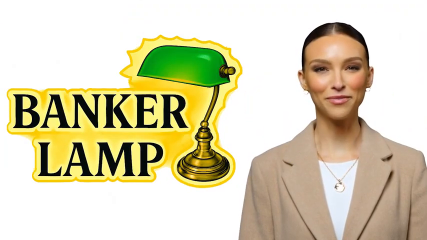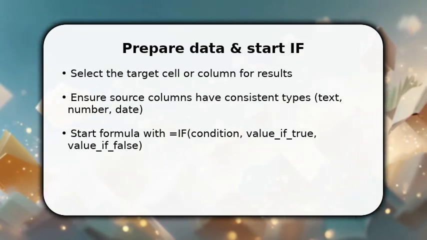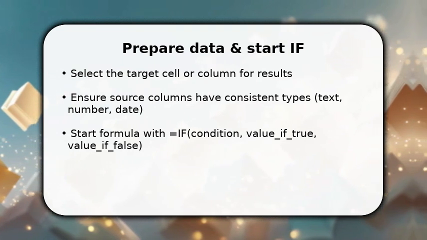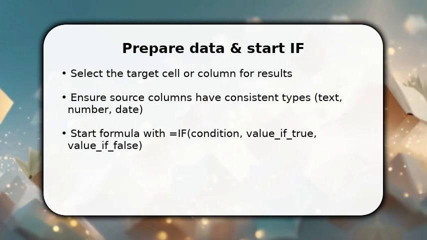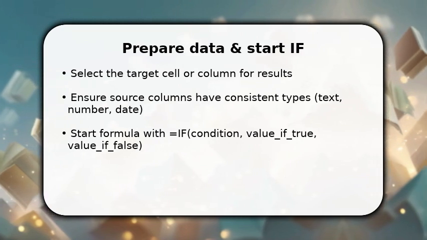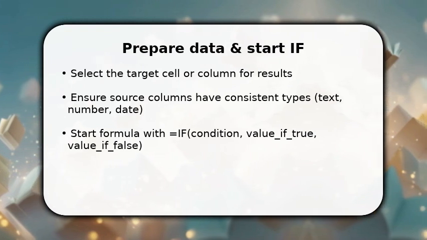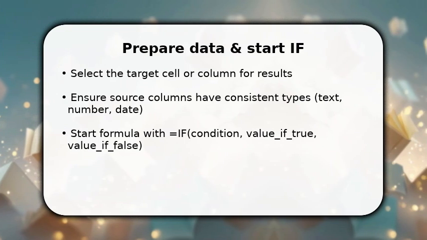Please enjoy the video. You have a table and you want conditional outputs. Begin by selecting the cell where results appear. Make sure your source column contains consistent types so comparisons work. Type equals IF, then point to the cell you want to test, add a logical operator such as equals, or greater than, and write the value to return if true. Once you enter the comma, decide what to show for false. Keep that simple to validate quickly.